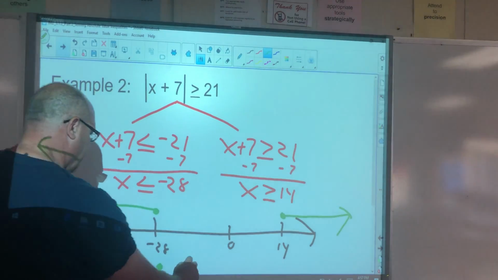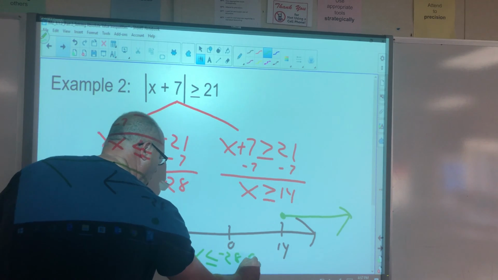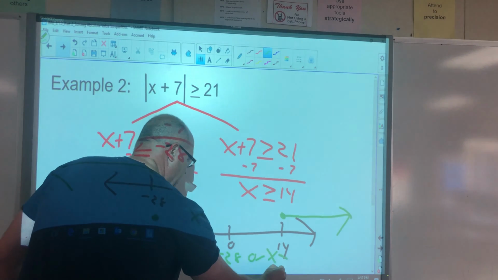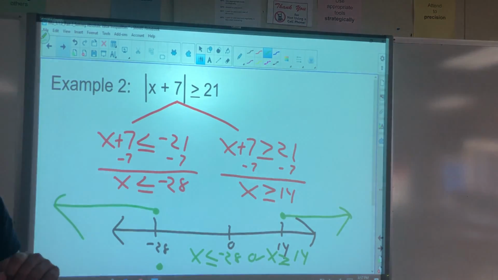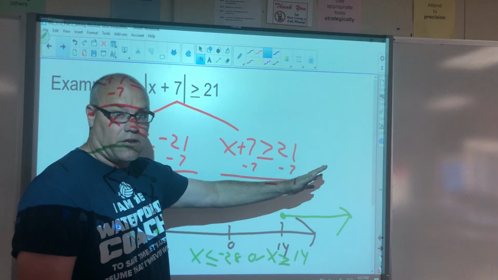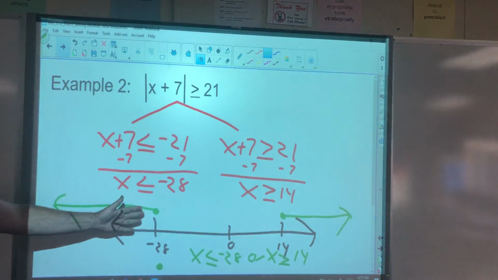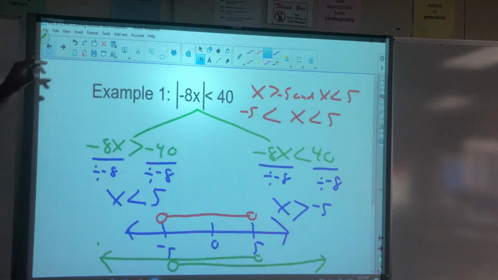So our solution is x is less than or equal to negative 28, or x is greater than or equal to 14. So you only need to hit one of the requirements. If you get a number that's greater than 14 or equal to it, it's good. Get a number that's negative 28 or smaller, it's good. That's different from the previous example, right?